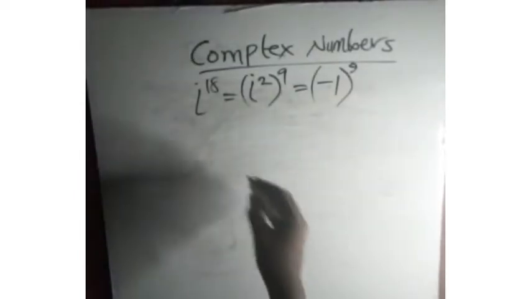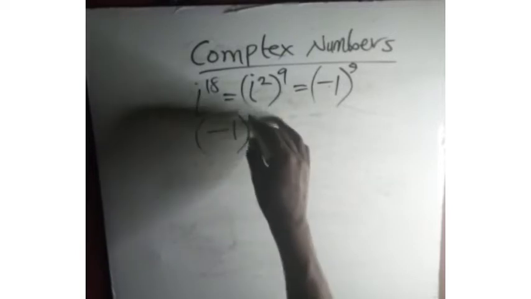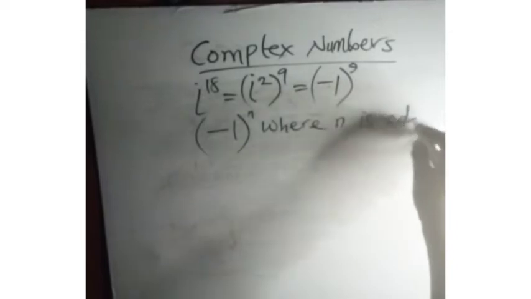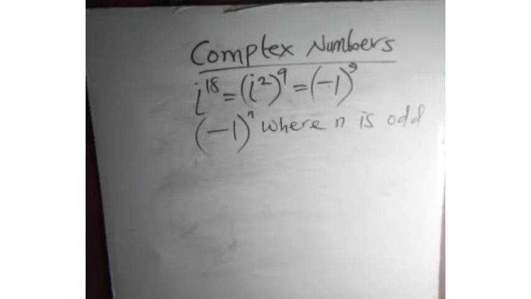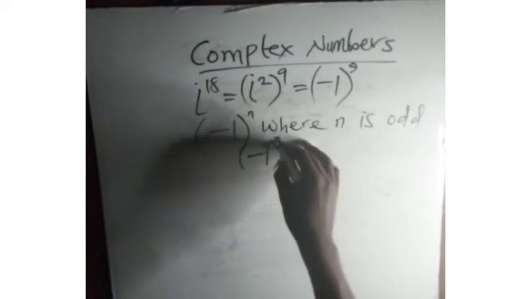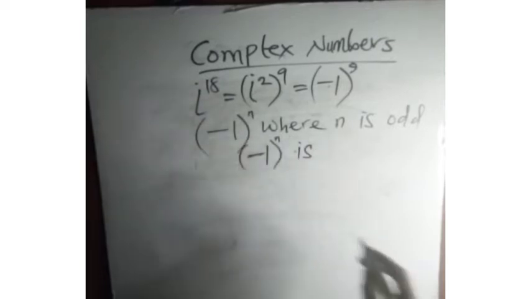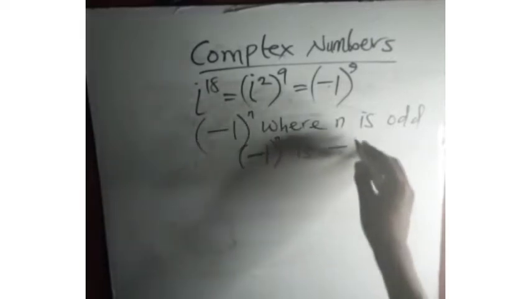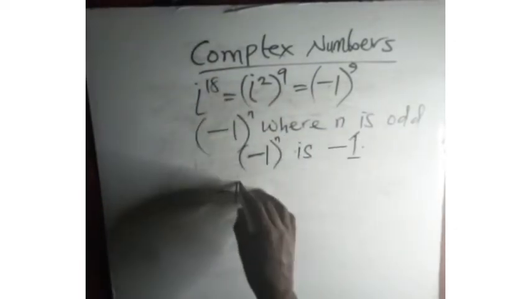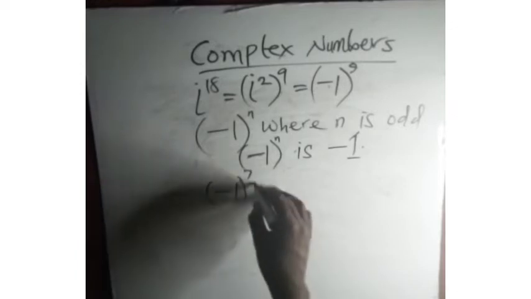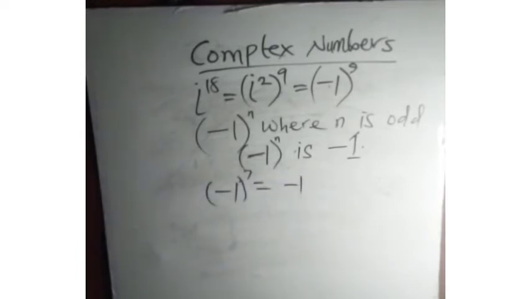Now let me give you a hint. Anytime you have minus 1 raised to the power of n, where n is odd, odd numbers, then minus 1 raised to that power n, which is odd, is going to give us minus at the front, minus 1. So if for instance I have minus 1 raised to the power of 7, it is going to be minus 1. Okay, this is what I mean.